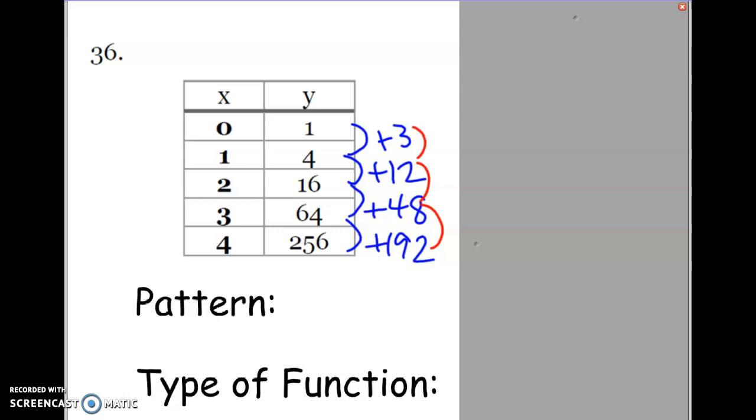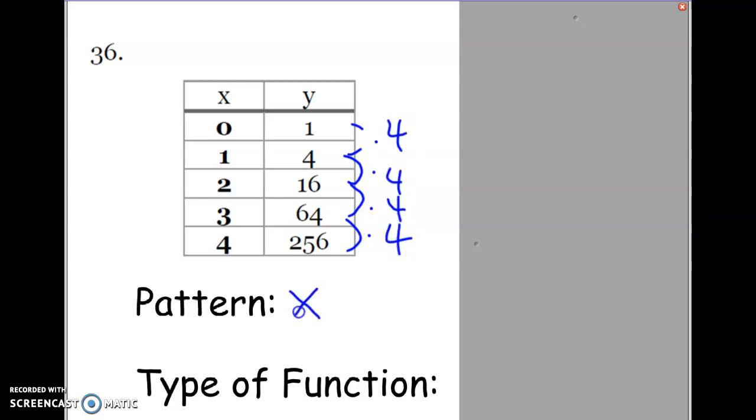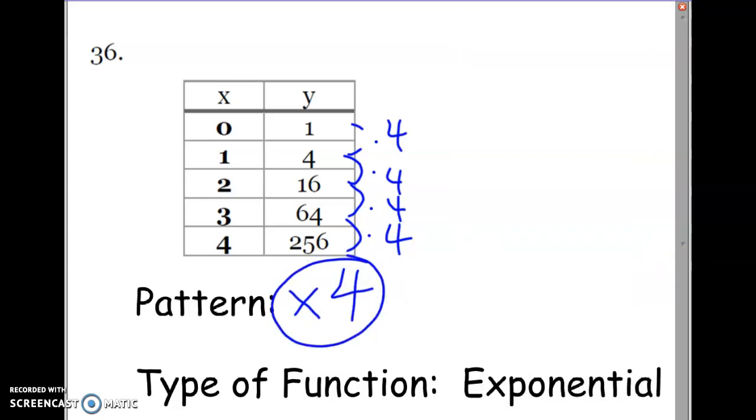So what were we multiplying by? Like if we started over and we were like, okay, obviously it's changing really fast, it's getting bigger really fast, it must have been multiplying by 4 each time. And maybe that jumped out at you right away and you didn't have to think about the adding pattern at all. But since we are multiplying, this is definitely an exponential function.